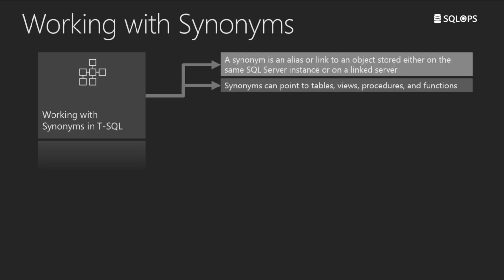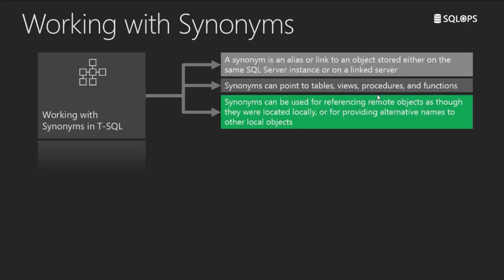The use of synonyms cuts down typing long, multi-part server names and can replace it with one synonym. It also provides an abstraction layer which will protect SQL Server statements that are using synonyms from changes in the underlying objects. And synonyms can be used to make a remote object appear local or to provide an alternative name for a local object. A synonym can be created that points to an object that does not yet exist.